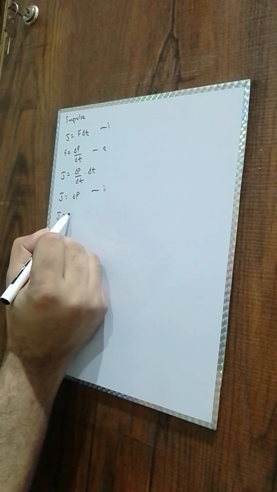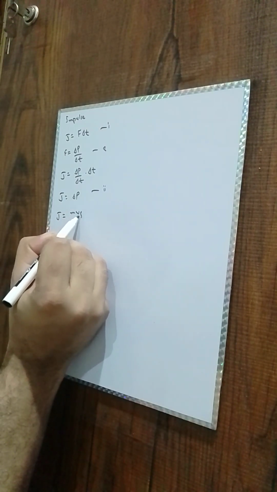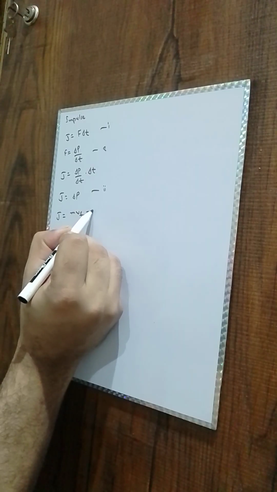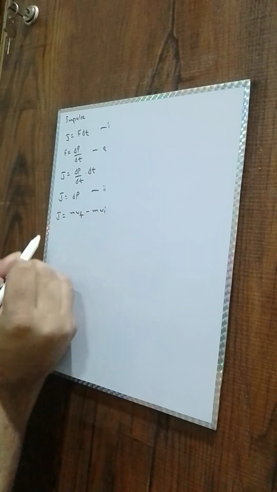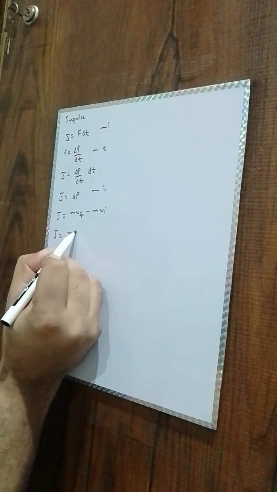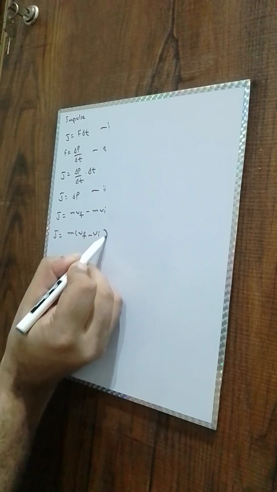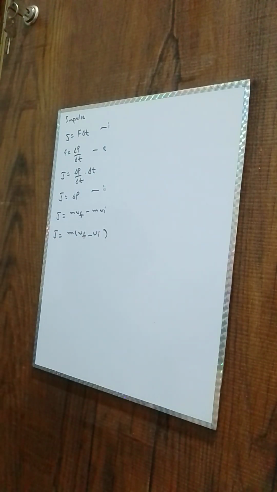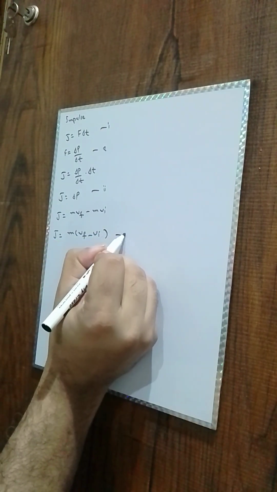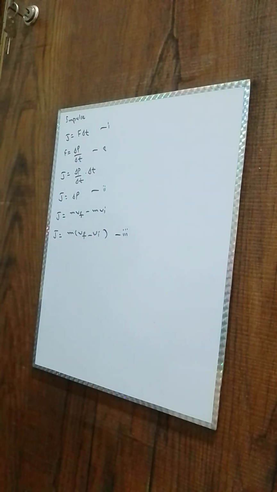The change in momentum is equal to impulse, and change in momentum means mvf minus mvi, which means m into vf minus vi. So mass times change in velocity. So this is also an interesting form which can be put to use.